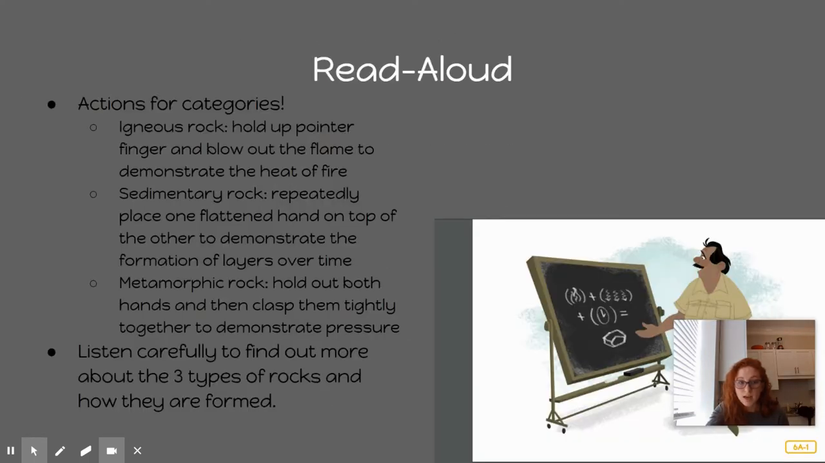So the hand motion for that is you're going to hold up your pointer finger and you're going to blow, to show that you're blowing out the flame to demonstrate the heat of the fire. Because remember, it said that the igneous rock comes from lava that gets cooled down. So think about lava is hot, so you got your fire, and then you're going to blow it out, because when that lava or when that magma cools, it becomes igneous rock. Okay, so igneous rock. Say it with me. Igneous rock.